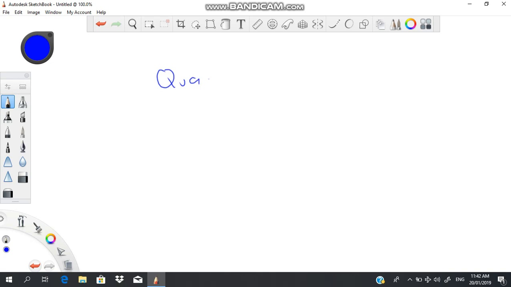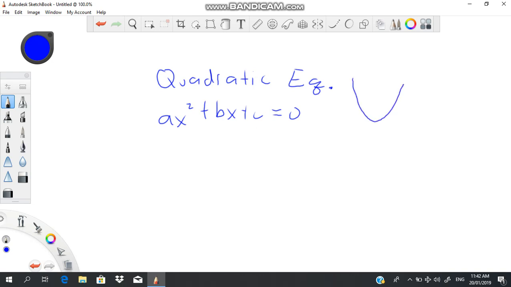Quadratic equations. A quadratic equation can be described in the form ax squared plus bx plus c equals 0. So this is a quadratic equation. Now, the graphs of quadratic equations are called parabolas. They curve like this because they are second degree equations.